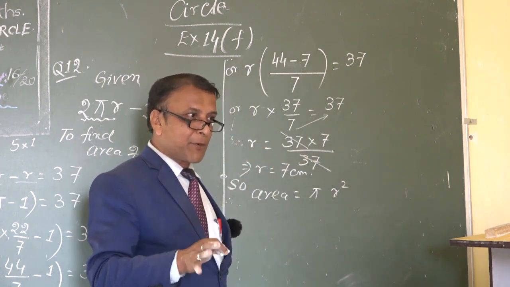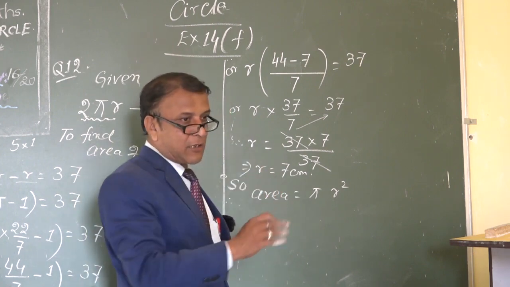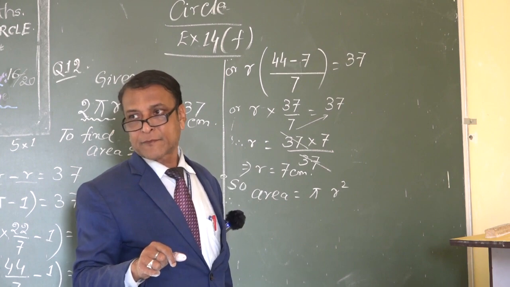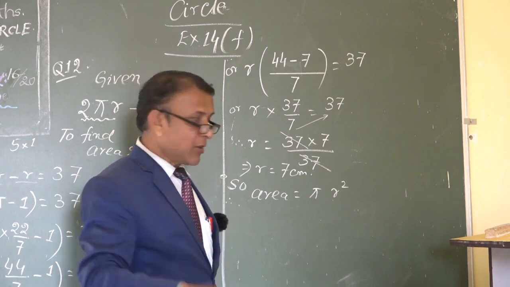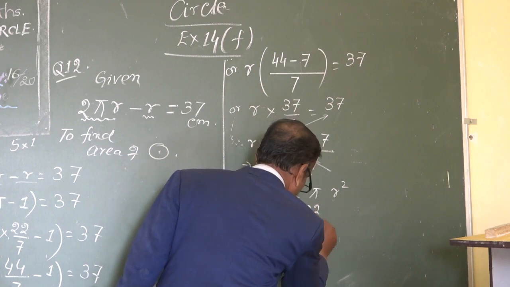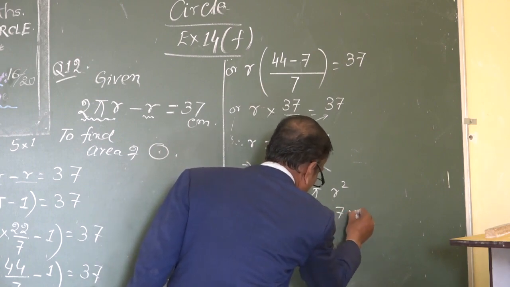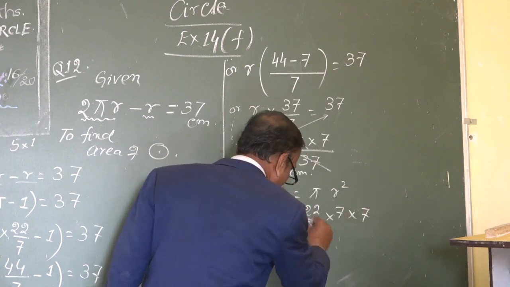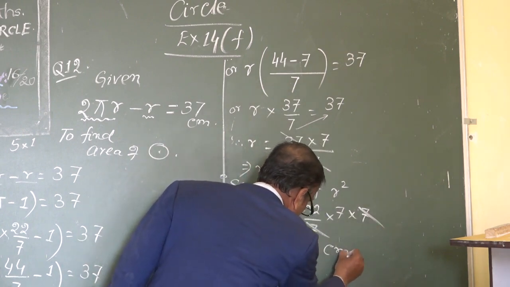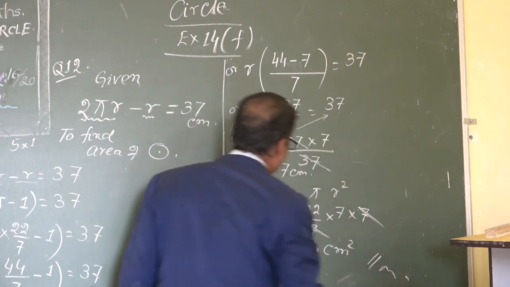You know, I know, everybody knows. But still you have to write the formula you are using in the question. Okay? Directly you don't write. So this is equal to pi, which is 22 by 7, into r square, which is 7 into 7. 7 and 7 cancelled. So this is equal to 154 cm square. That's your answer.